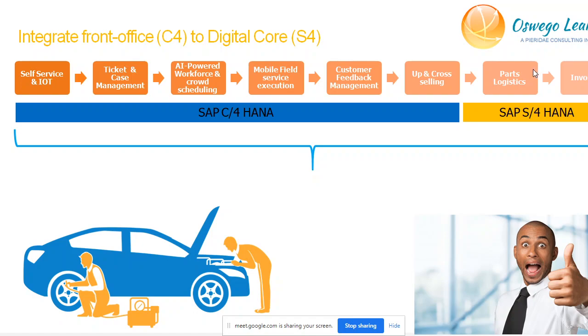And during the service, if any kind of parts logistics of the equipment is required, that part is delivered to the customer location, which is run by the SAP S4HANA system. So it is tightly integrated. The C4HANA system is tightly integrated with the S4HANA system or ECC system. That is the reason the customer is always happy.